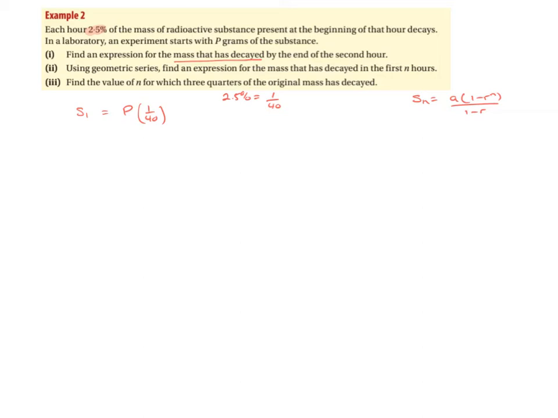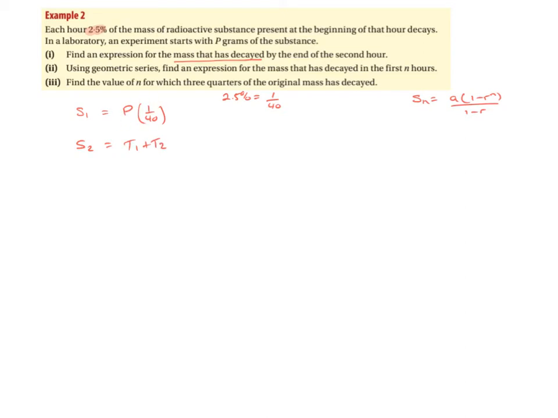So 1/40th of P has decayed, which means that we have 39/40ths of P left. That's going to be useful for the next one. So let's have a quick look at S2 here. S2 is equal to T1 plus T2. Okay, so T1's up here.